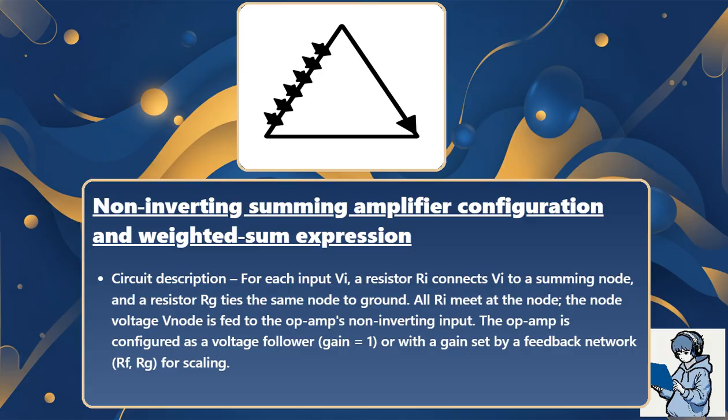All Ri meet at the node. The node voltage V node is fed to the op-amp's non-inverting input. The op-amp is configured as a voltage follower, gain equals 1, or with a gain set by a feedback network, Rf and Rg, for scaling. Derivation: gain equals 1, pure summing.